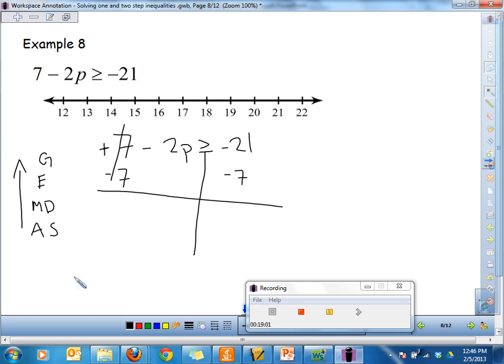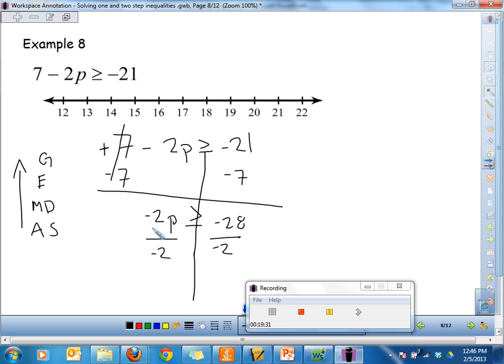7 minus 7 is 0. This cancels. I'm going to bring down a negative 2p, copy down my inequality sign, and negative 21 minus 7 is negative 28. Okay, now I still need to get p alone. What's happening between negative 2 and p? They're being multiplied by each other. How do I undo multiplication? I divide. So I'm going to divide both sides by negative 2.